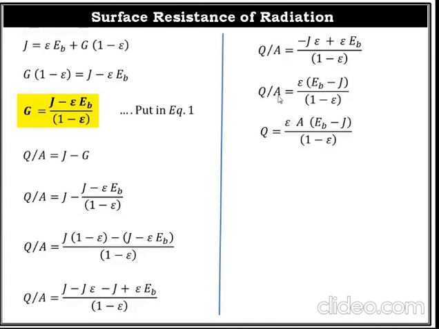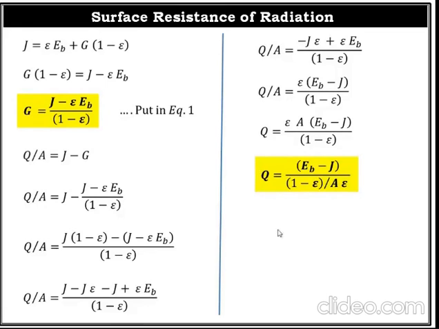Now shifting this A, rearrange this, so it will be emissivity area, of course that is the surface area responsible for radiation, EB minus J upon 1 minus emissivity. Rearrange this. So this is our final form of the rate of heat transfer by radiation. So Q is equal to emissive power of a black body minus J radiosity divided by 1 minus emissivity divided by area into emissivity. Now suppose I am comparing this equation with our electrical system.